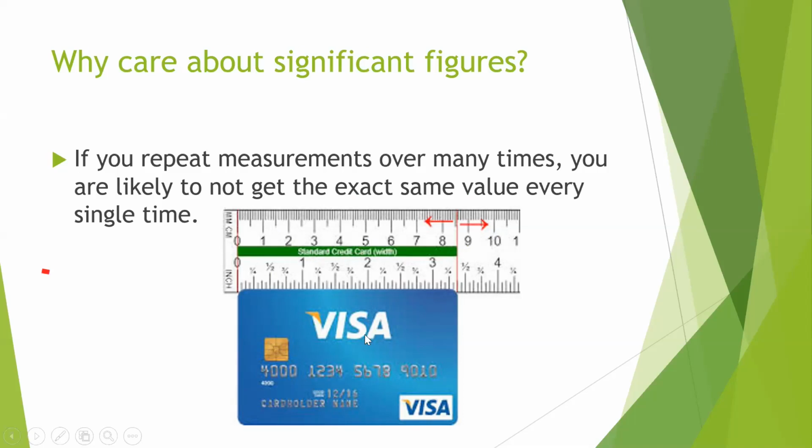For example, if you're measuring this Visa card right here, you might see it's just about 8.52 centimeters. But then you might realize that it's not totally aligned here. There's a slight difference and it might change based on sliding it down a little.